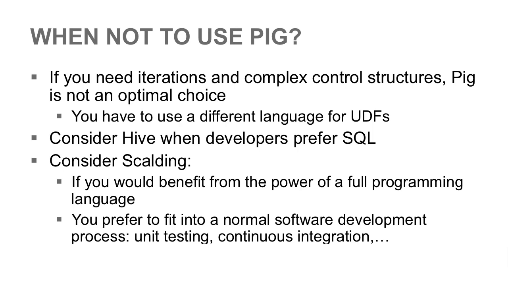One technology to consider is Scalding. We said that Scalding is a domain-specific language on top of Scala. It is a library, and you would use Scalding if you would like to benefit from the power of the full programming language, and that includes the complex data structures, all the computations that you can do with the regular language. And also, a solution like this, which is done in a real programming language, fits into the whole development process. You can do your test-driven development, unit testing, continuous integration, and so on.